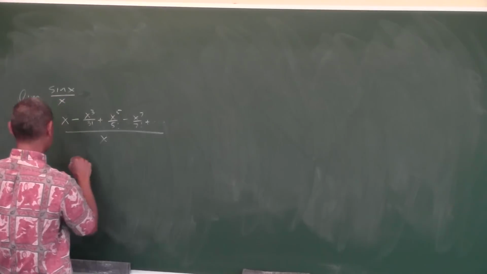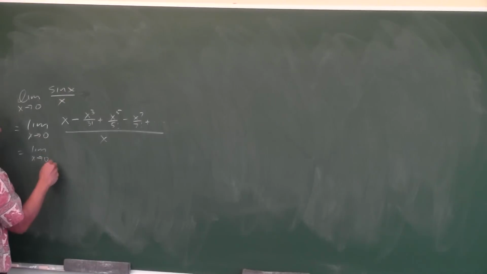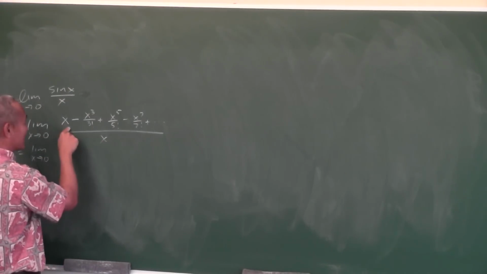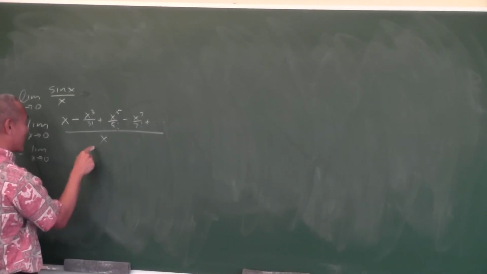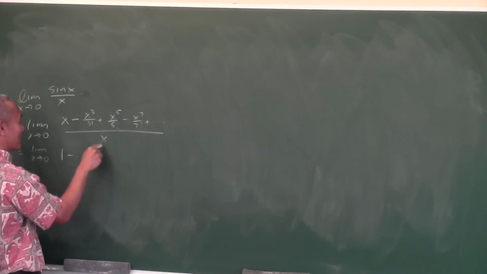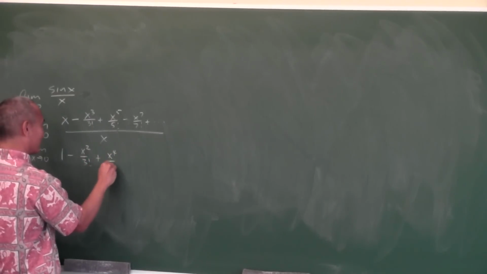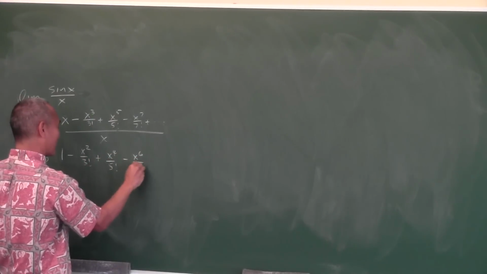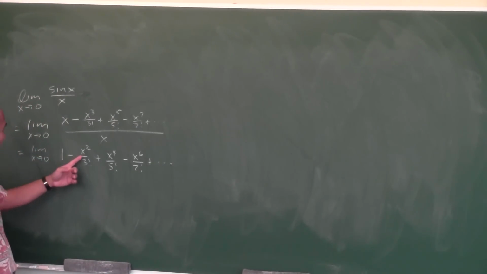Now, okay, some of you have foresight. Can you see it? Okay, and when you divide by x, isn't that just like dividing each term by x, lift and separate? So x over x is 1. Then x squared over 3 factorial, x to the 4 over 5 factorial, minus x to the 6 over 7 factorial, and this thing goes on forever. What happens when you plug in 0 for x?